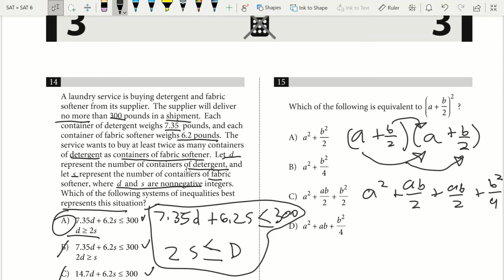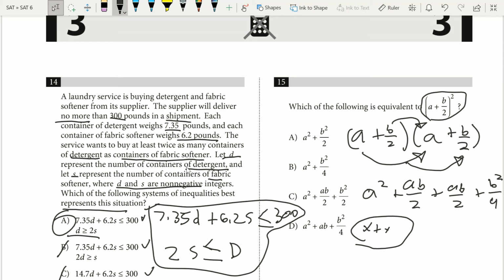Another way you can do this is if you know the pattern for A plus B squared, and I'm using A plus B squared not in connection with this equation, but just as an example. I mean, we'll actually switch it to X plus Y just so you don't get confused here, because I'm just giving you an example.